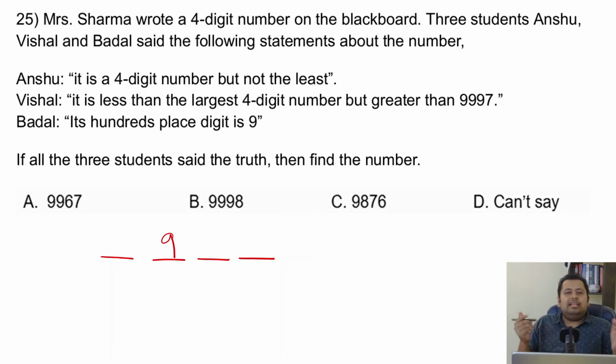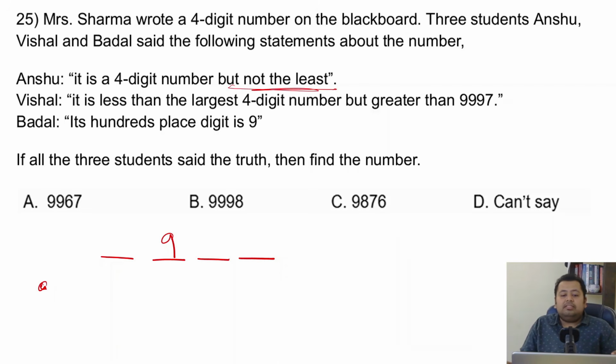Great. I think this is more of an English question than a mathematics question. It's just understanding basic English, and what they are saying is what you need to do. Mrs. Sharma wrote a four-digit number on the blackboard. Three students, Anshu, Vishal, and Badal, said the following statements about the number. It's a four-digit number, but not the least. So, it is not the least four-digit number.